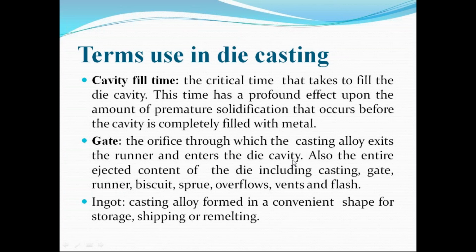Okay, so if you remember the total flow channel in the case of sand mold casting, the elements are, first, the pouring basin, then the sprue, then the runner, then the gate, and then the cavity, and after that the riser. Here it is the same: the orifice through which the casting alloy exits the runner and enters the die cavity. That means just before the die cavity, the portion we call the gate. Also, the entire ejected content of the die, including casting, gate, runner, biscuit, sprue, overflows, vent, and flask. All these elements we consider the gating system.